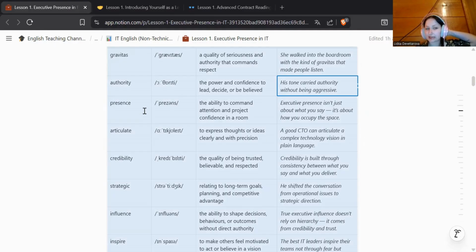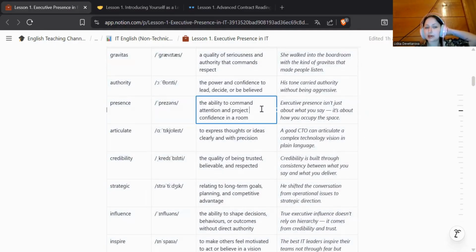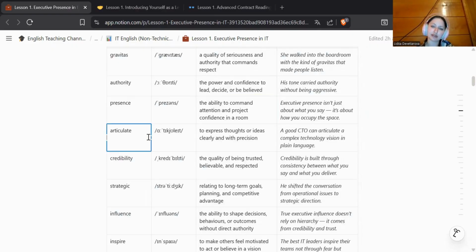The next one is presence. The ability to command attention and project confidence in a room. Executive presence isn't just about what you say, it's about how you occupy the space. Articulate. To express thoughts or ideas clearly and with precision. A good CTO can articulate a complex technology vision in plain language.